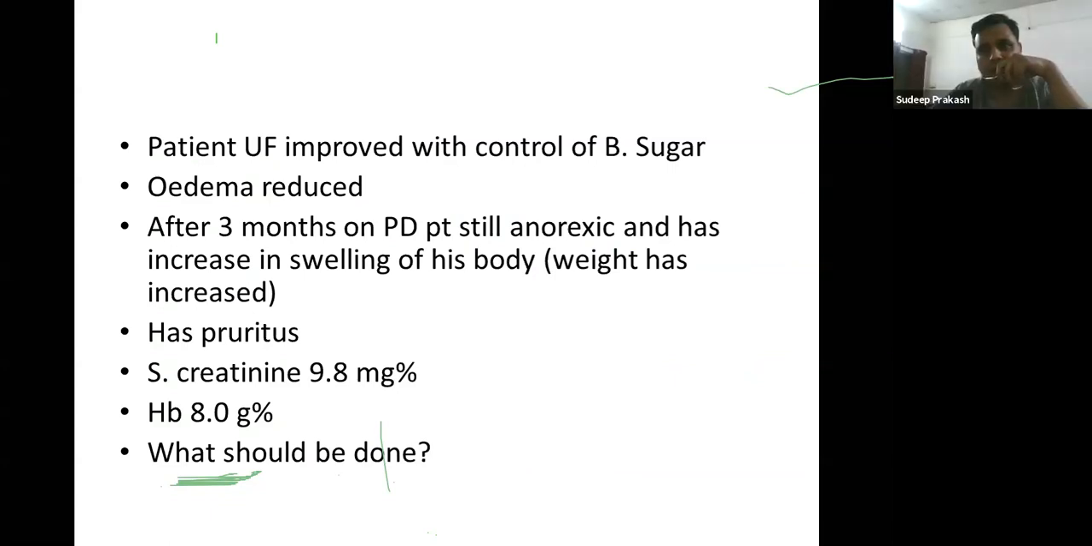Sir, we'll check the peritoneal clearance. Possibly he's not achieving the adequate amount of creatinine clearance, which would be less than 53 liters per week, because he's got a large body surface area, maybe large muscle mass also. So maybe right. We need to increase the number of exchanges so that the effluent volume increases, sir.